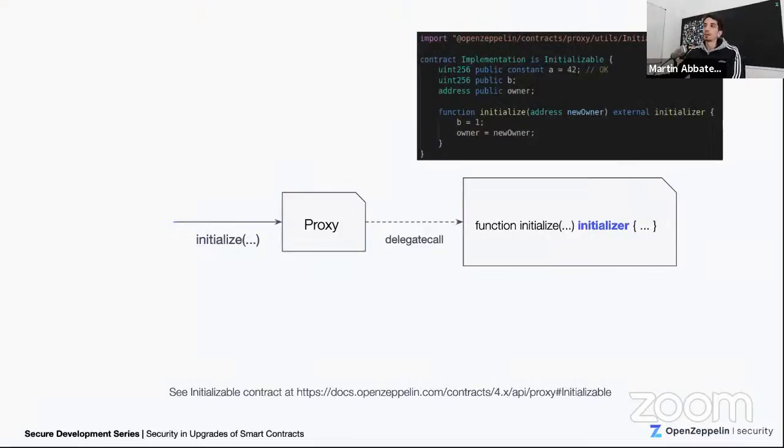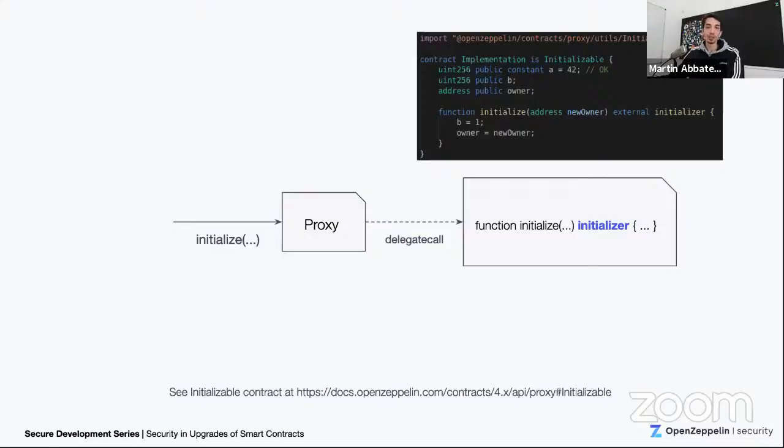So, well, you can go one step ahead and you will say, okay, I will use just the Initializable contract from OpenZeppelin contracts that will give me this initializer modifier that I can put in a function.